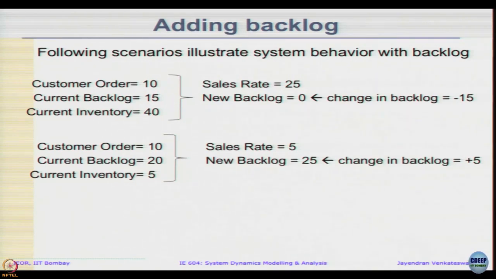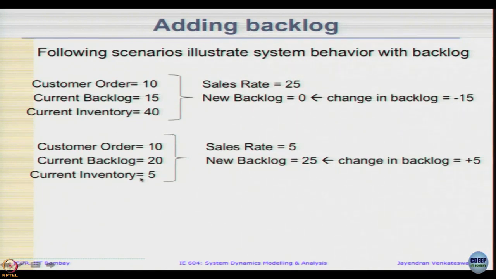Suppose customer order is 10 units, we already have a current backlog of 15 units, and current inventory is 40 units. That means we have sufficient inventory to satisfy both the customer order as well as the backlog. So, my sales rate becomes 25 units and new backlog is 0. Since you already fulfilled the backlog, the new backlog becomes 0. Change in backlog can be captured as minus 15 units, we will come to that.